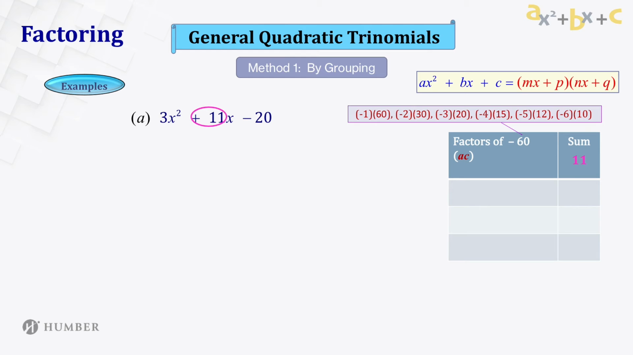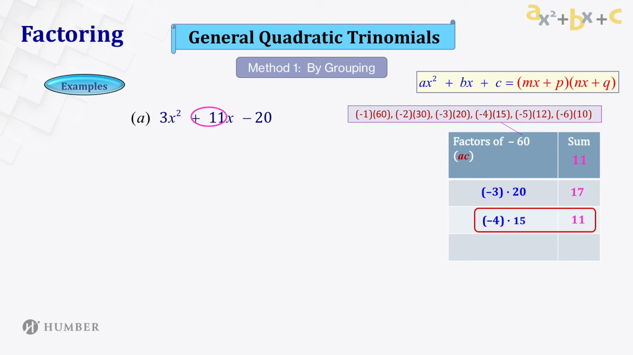Let's try negative 3 times 20. Their sum is 17, not 11, so this will not work. We do not need to try positive 3 times negative 20, since it gives us a negative sum. Then try negative 4 times 15, which has a sum of 11. Now we have found the 2 factors whose product is negative 60 and whose sum is 11.